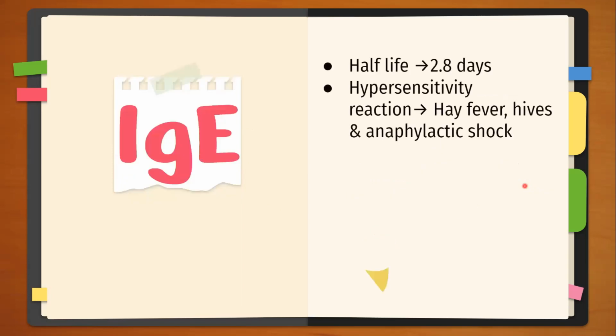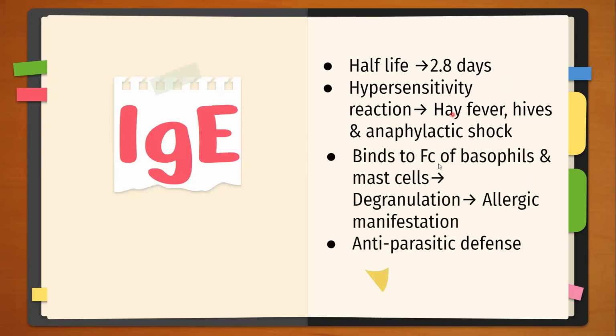Next is IgE. Basically, IgE has a half-life of 2.8 days, and it is mainly seen in hypersensitivity reactions like those in hay fever, hives, anaphylactic shocks. These basically function by binding to the Fc receptors of basophils and mast cells that cause the degranulation of the prostaglandins that are present, and that leads to the allergic manifestations. It is a very important defense mechanism against parasites.